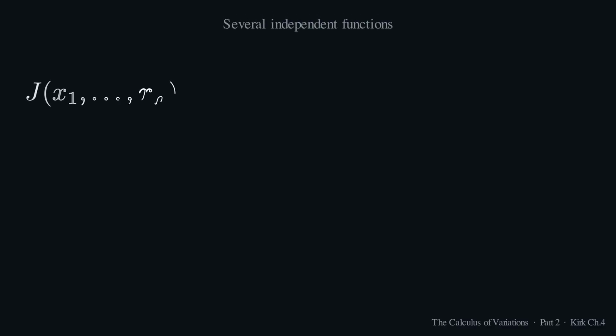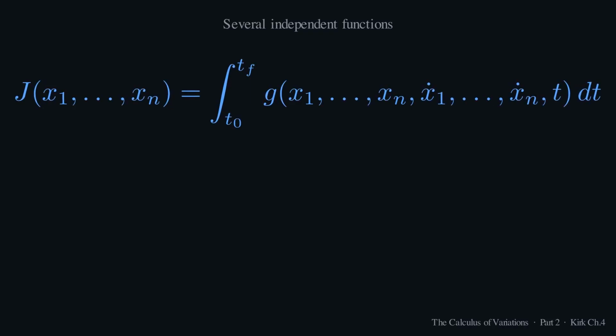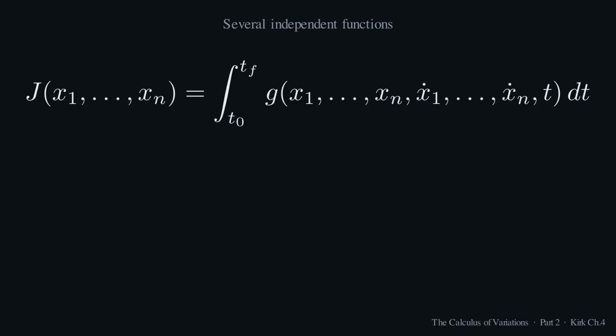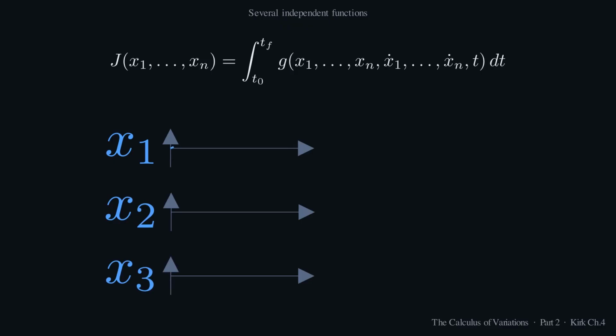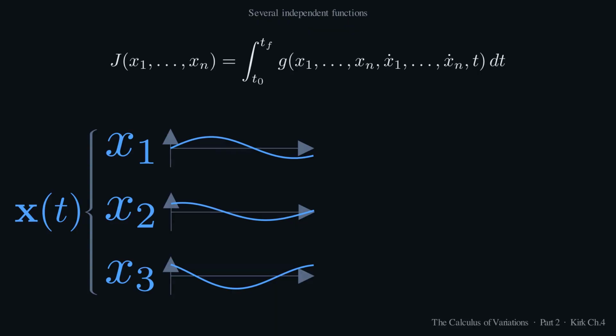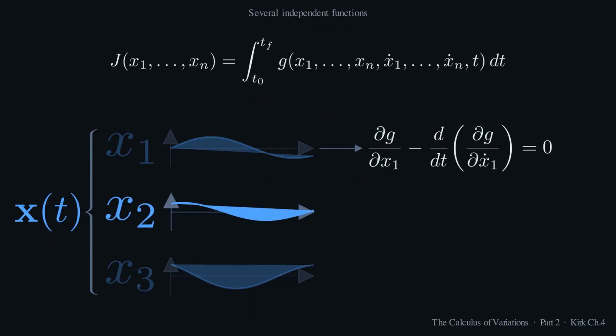Start by adding states. Instead of one function, let the cost depend on n of them, x1 through xn, and on all their rates of change, and on time. The functional J now integrates a g that sees the entire vector at once. The trick to handle it is the same one from video 1, applied n times. Hold every function fixed except one, say x1, and wiggle only that one. The functional has to be flat against that wiggle, so x1 obeys its own Euler equation.